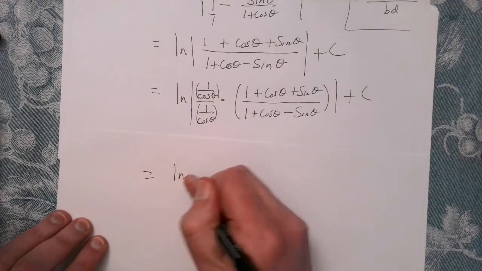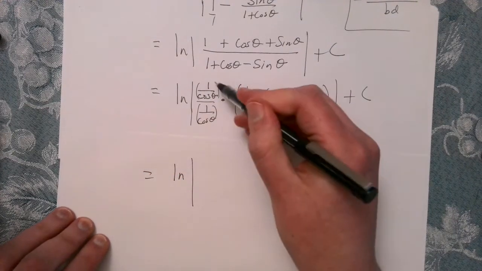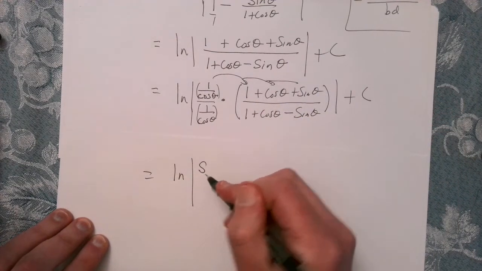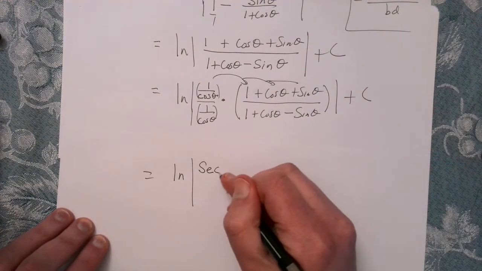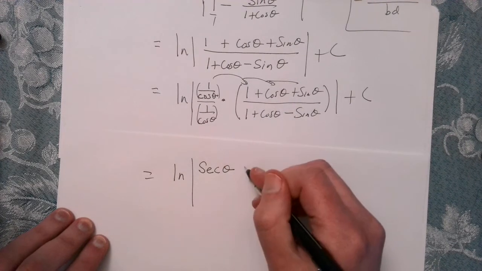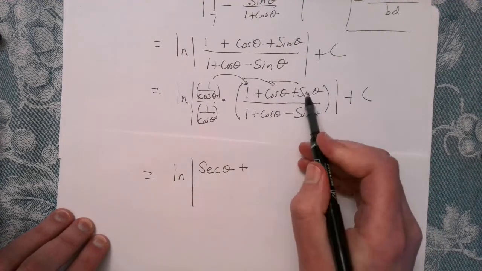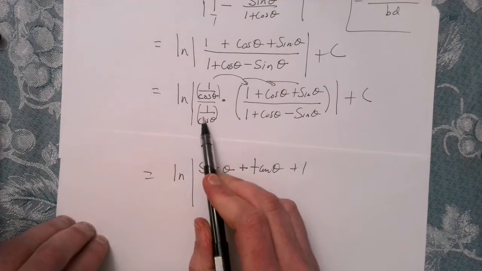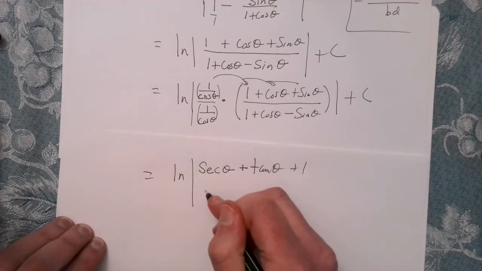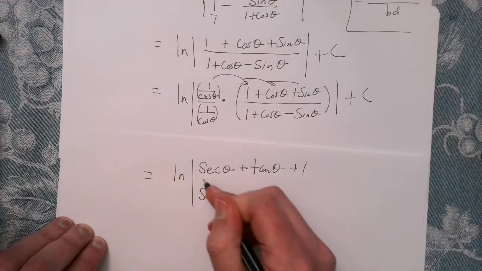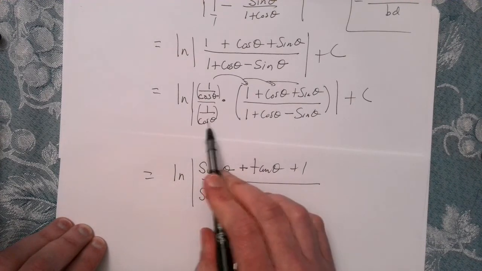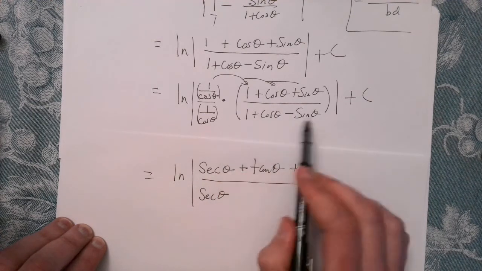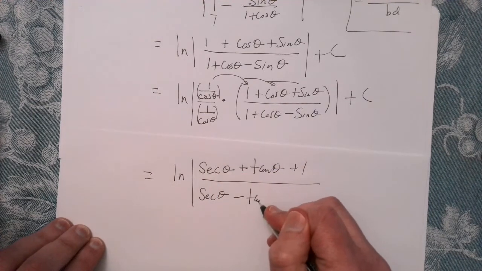Okay, so let's see what we have now. So we've got the natural log of, so yeah, just distributing, being careful here. So this product is secant of theta, right? 1 over cosine of theta is secant of theta. This product is 1. This product is tangent of theta. And then downstairs, so this product is secant of theta. So this times this. This product is 1. And this is going to be a, looks like a minus tangent of theta.